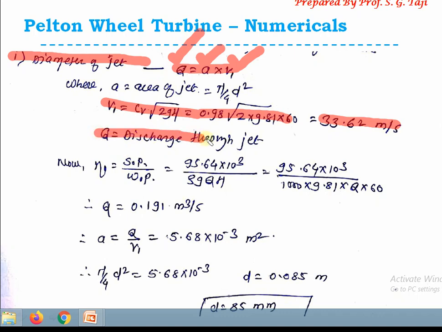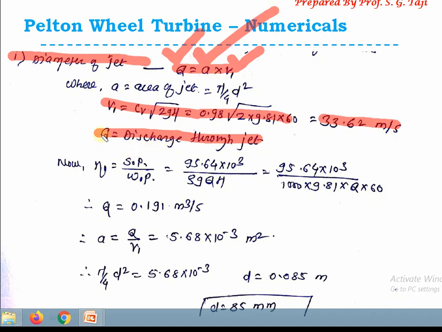So calculate this Q, because they haven't mentioned Q, and we also need to calculate the diameter. If you remember our first numerical, in that we calculated the diameter first, and then we calculated the number of jets. But here we are going to design the single jet, because here they haven't given the diameter of the jet as well as they haven't given the Q.